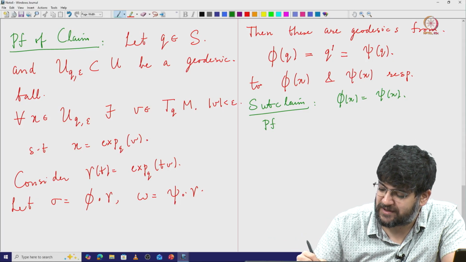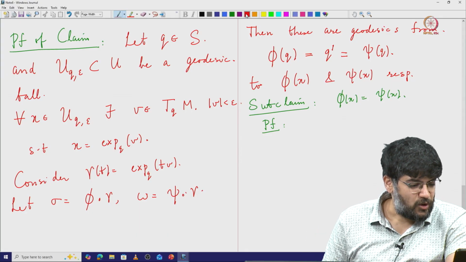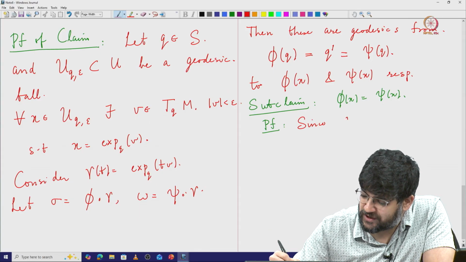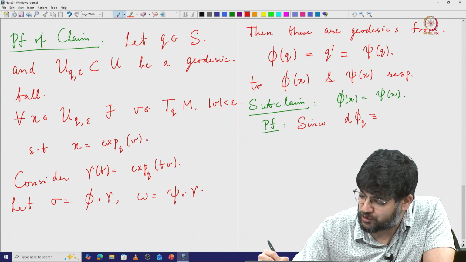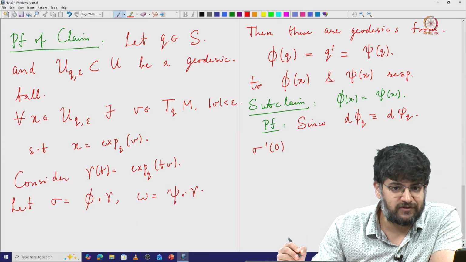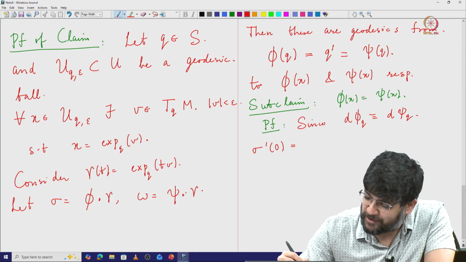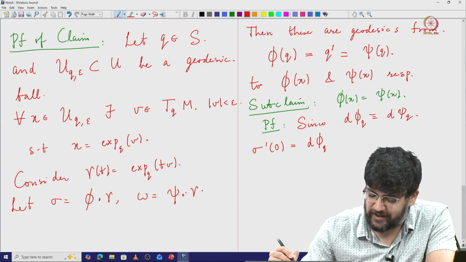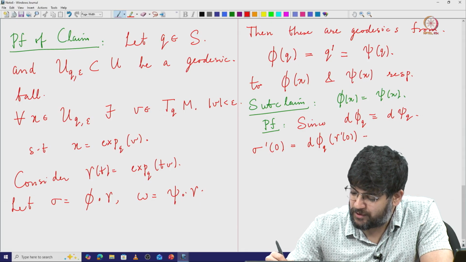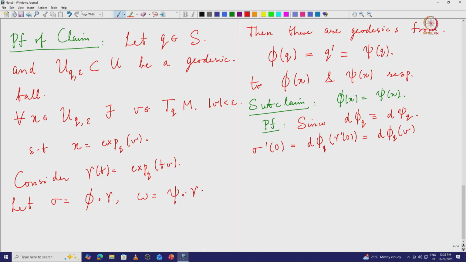Okay, what is the proof of this? Well, since Q belongs to the set S, I know that this derivative map is also identically equal to the derivative map of psi, right. So now let us compute the velocity vectors of sigma and omega. So sigma prime at 0 by the chain rule is precisely given by this. So that is this applied to V, but this is the same as d psi applied to V, but by the same application of chain rule, this is omega prime at 0.